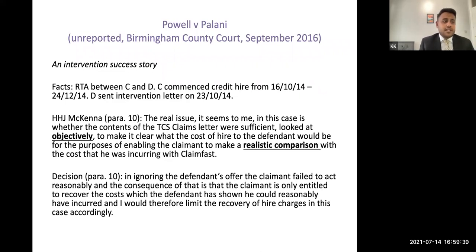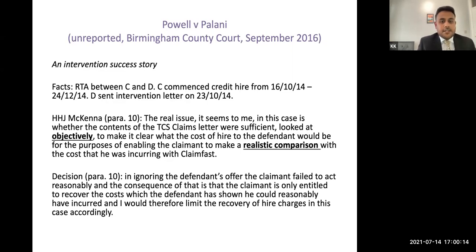And what it also shows is that despite the nature of the two Court of Appeal decisions, there is still scope for intervention letters succeeding. In terms of the facts, there was an accident between the claimant and the defendant, and the claimant commenced credit hire from the 16th of October 2014. The defendant sent an intervention letter a few days later, post the claimant commencing hire.